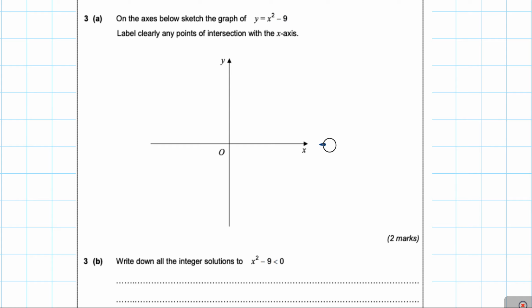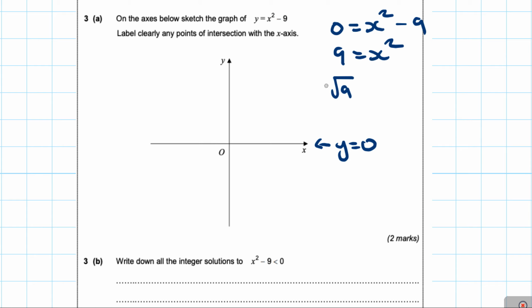So if it's with the x-axis, we know that y is equal to 0, because it's crossing this axis here. So we say 0 equals x squared minus 9. And from here we can actually just rearrange this equation. We can say 9 is equal to x squared. And then we can square root. Remember, when you square root, there's a plus or minus. So it's plus or minus root 9 is equal to 3. So plus or minus 3 is equal to x. So therefore, we know that at minus 3 and at 3, the graph will intersect, and that is the only point that it's interested in here.